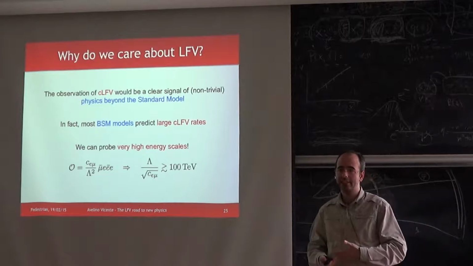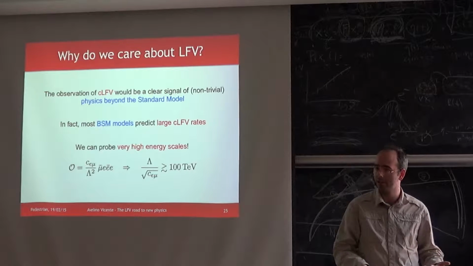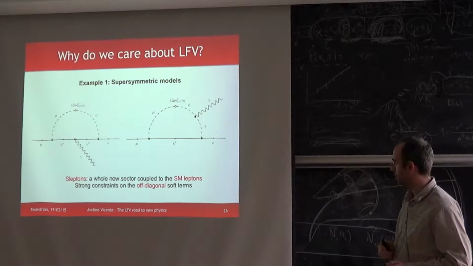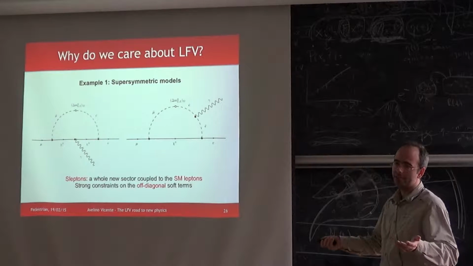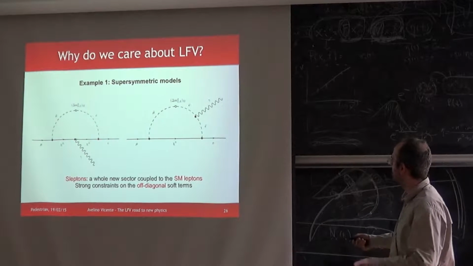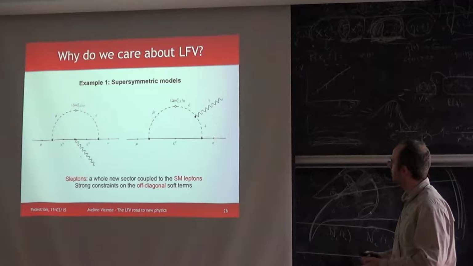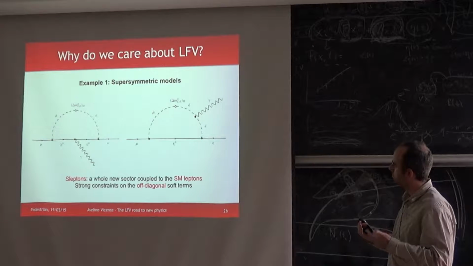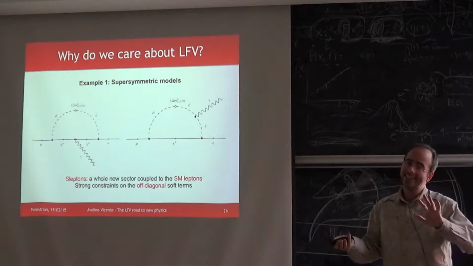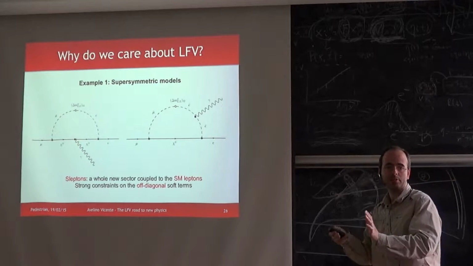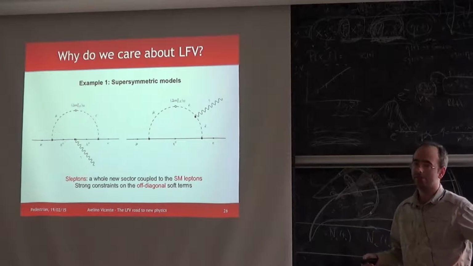So this is a typical problem in many extensions of the standard model. And let me show you some examples. For example, let's consider supersymmetric models. In supersymmetry, you have many particles. We don't need to explain this here, but let's just mention that there are some particles called sleptons, which are just scalar particles, just like the leptons, but scalar, so spin 0.